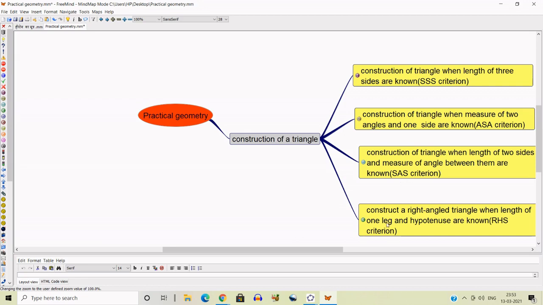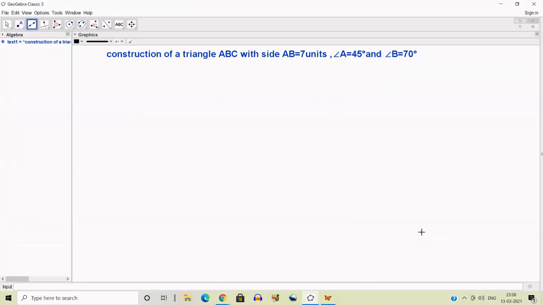And the fourth one is we can construct a right angled triangle when length of one leg and hypotenuse are known. So let's have an example. So students, now we will do one example, that is construction of a triangle ABC with side AB equal to 7 units, angle A equal to 45 degrees and angle B equal to 70 degrees. So let's start the construction work.